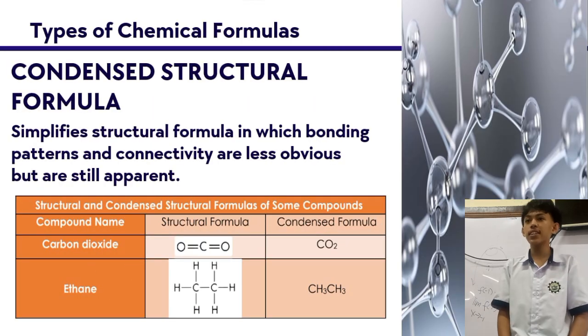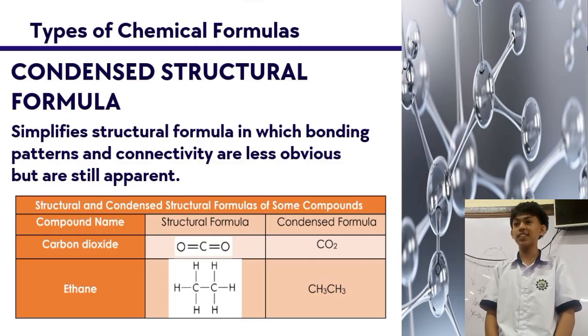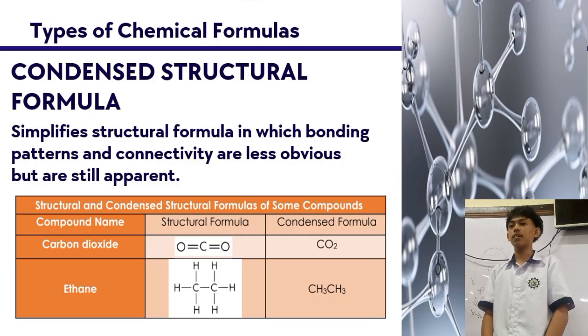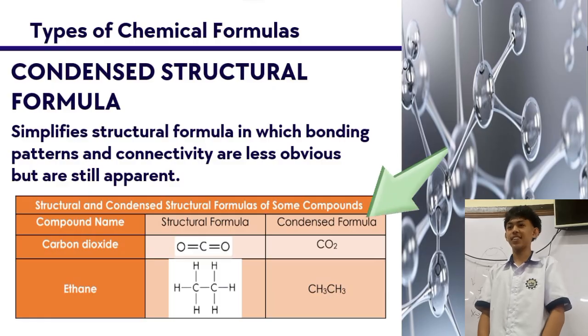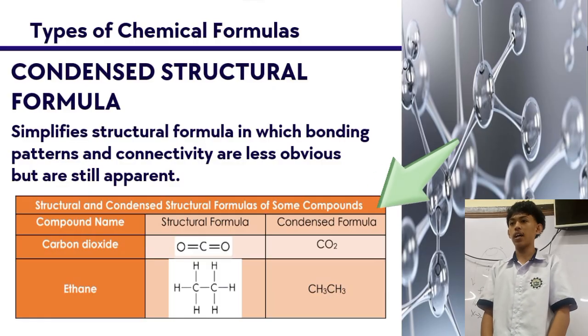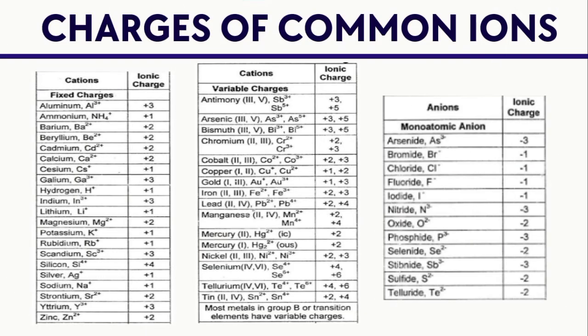And next is condensed structural formula. It simplifies the structural formula, in which bonding patterns and connectivity are less obvious but are still apparent. The table below shows structural and condensed structural formulas of some compounds. You may study these tables below as they show charges of common ions.